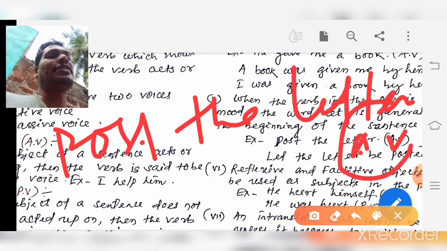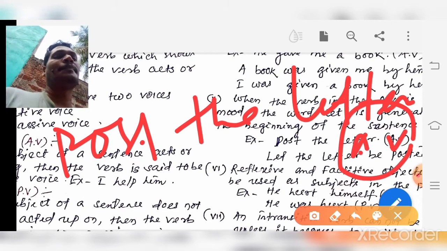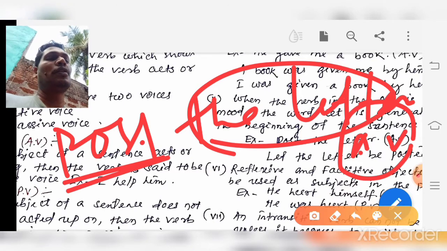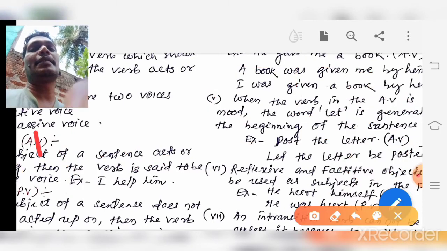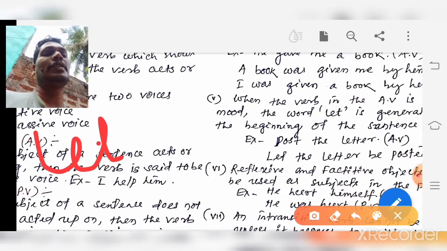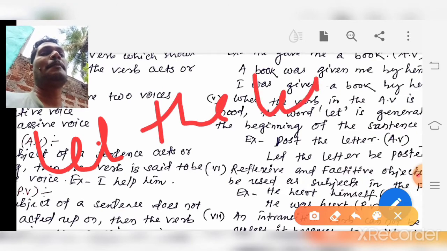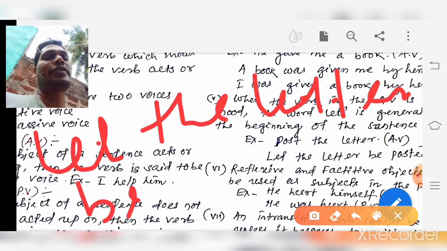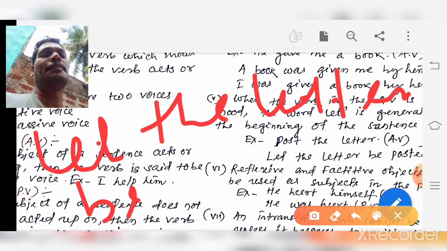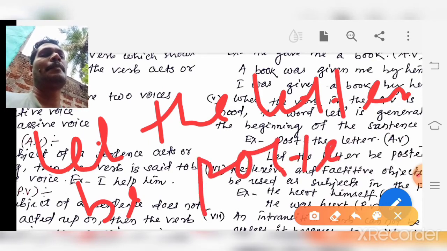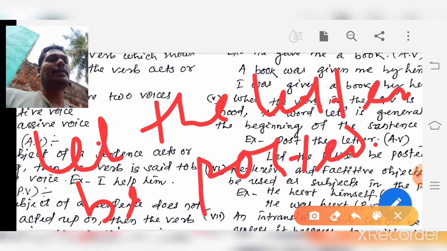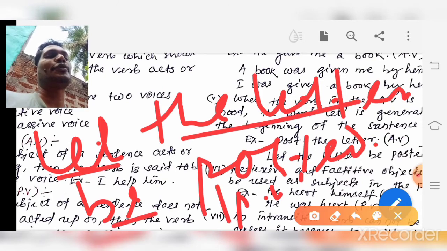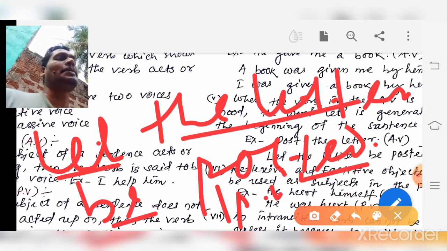AV. The sentence is in AV form. In PV, the letter is the object, post is the verb. So we can write first, let the letter, then be posted. PV form: posted. This is in PV form. Let the letter be posted. It will be the PV form of the active voice.